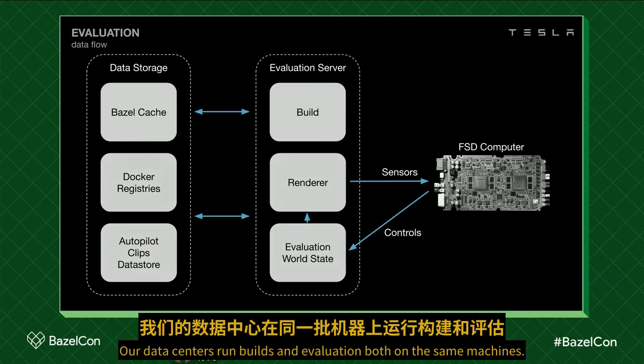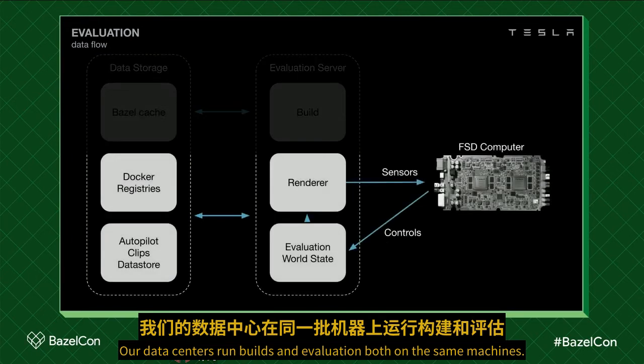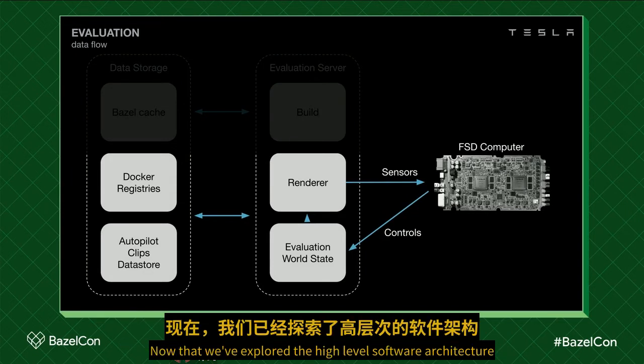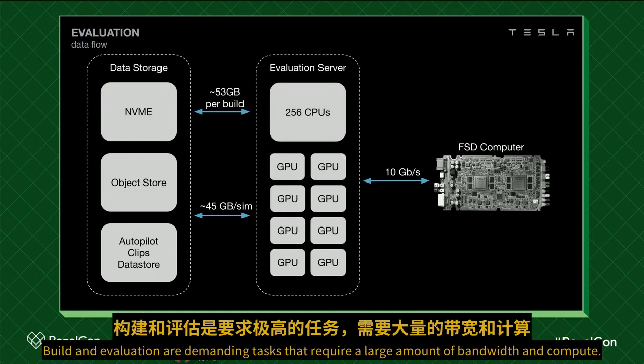Our data centers run builds and evaluation both on the same machines. Now that we've explored the high-level software architecture, let's look into the hardware that makes this possible. Build and evaluation are demanding tasks that require a large amount of bandwidth and compute.